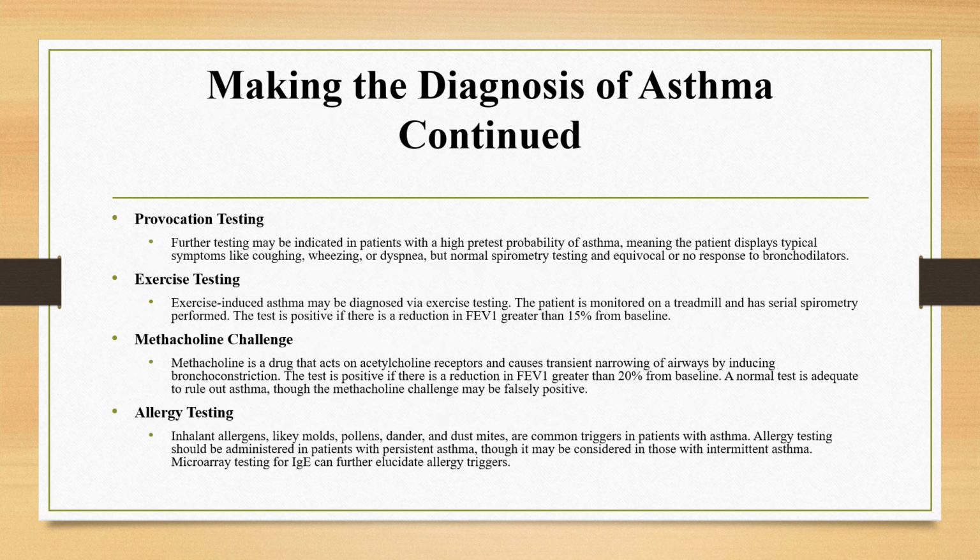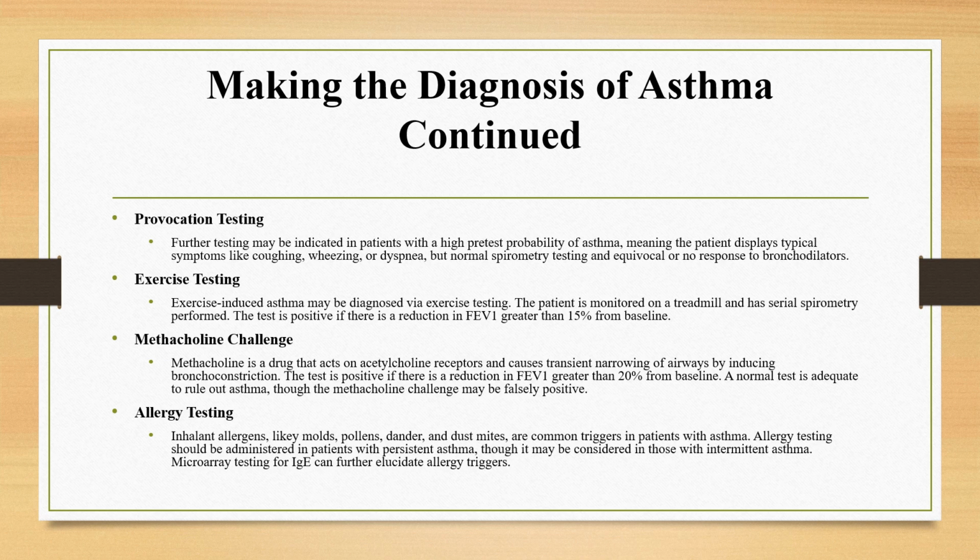There is some additional testing that can be done with these patients. Basically, you could do a provocation testing, which basically, if you feel that the patient has asthma, they are wheezing, they are coughing, but they have normal spirometry, basically what you want to do is some kind of bronchoprovocation testing. And this could determine whether they have a reactive airway.